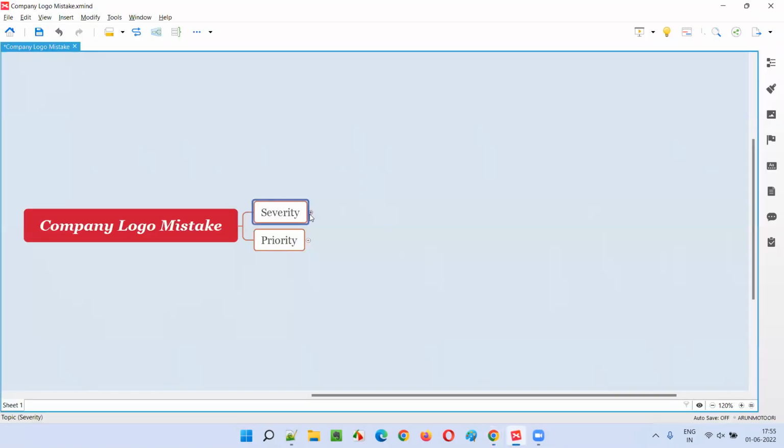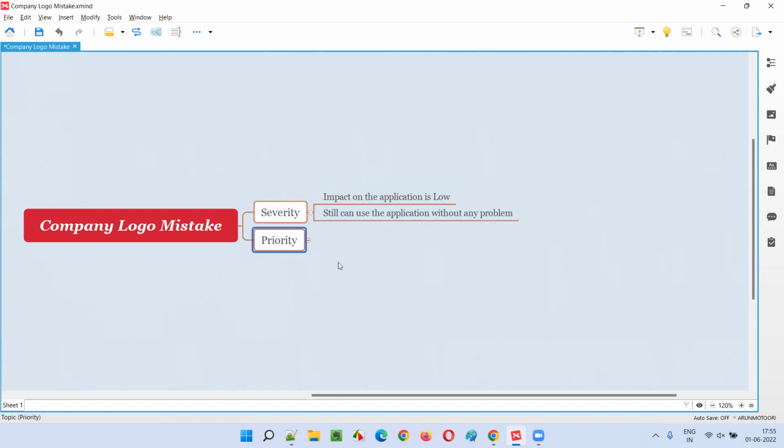That means there is a low impact on the application. Hence, severity is low. Since the impact on the application because of the spelling mistake in the company logo is low, we can say that severity is low. Severity is low because we can still use the application without any problems. But what about priority? Priority is high, guys.